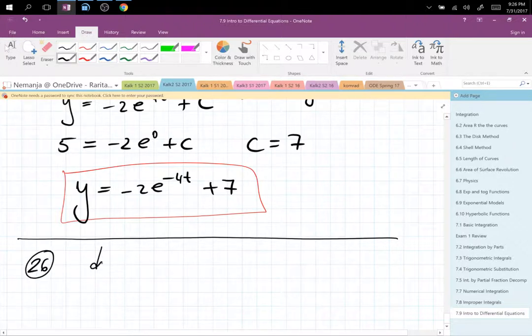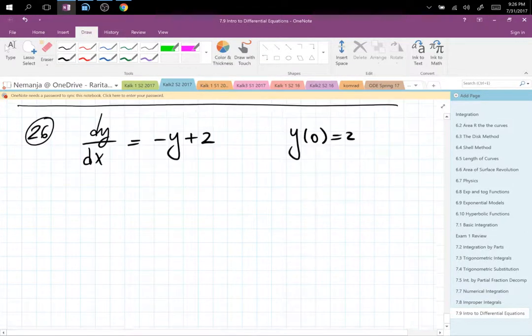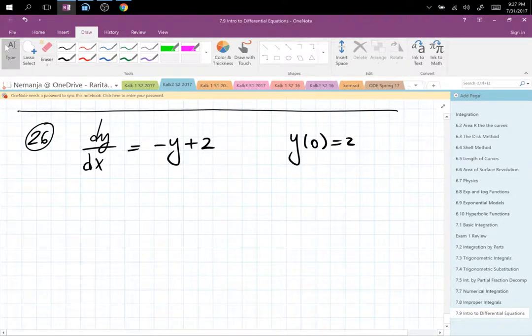Problem 26: dy/dx is equal to negative y plus 2, y(0) equals 2. Now, I did solve this problem before, so if you get stuck, look up 3 examples ago. Actually, different numbers, same problem.